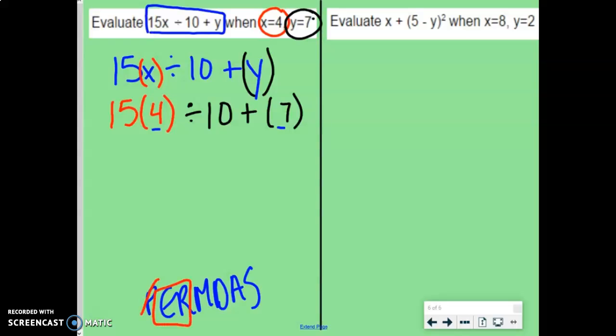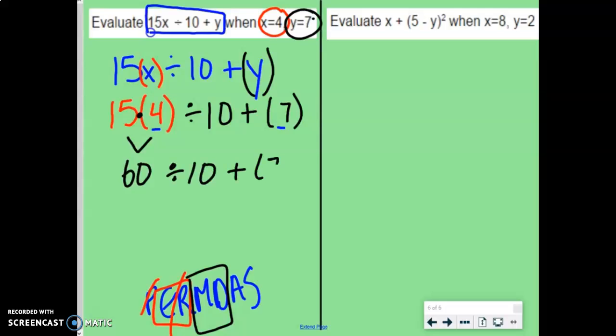So there's no parentheses, really. There are, but we can't do anything inside. There's no exponents or radicals in this case, so now we move to multiplication and division. When a number is right next to parentheses, that means multiply. So we're going to start with 15 times 4, which equals 60.